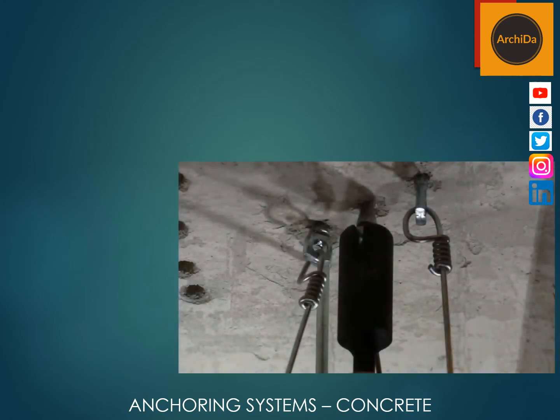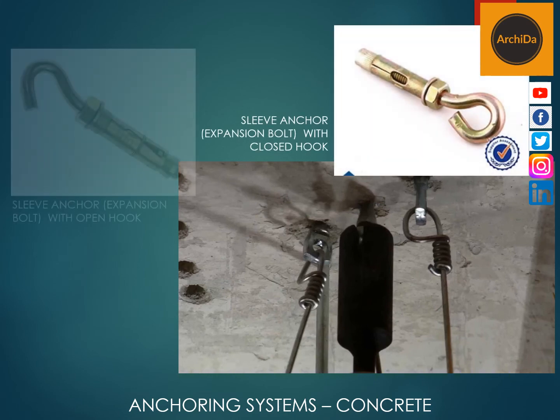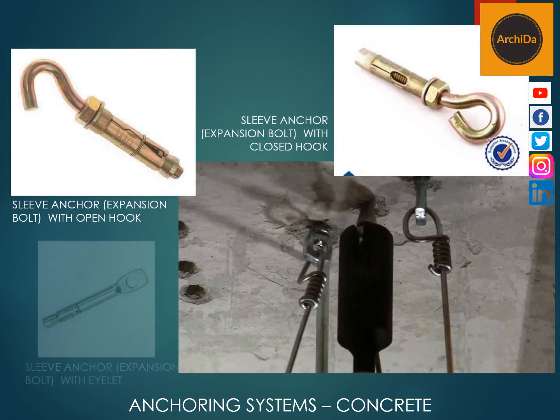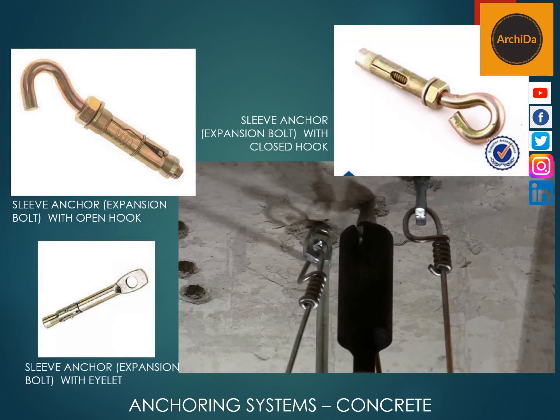Now this picture shows how to install your anchoring on the slab above. You can either use a sleeve anchor or expansion bolt with a closed hook, an expansion bolt with an open hook, and an expansion bolt with an eyelet. How do you do this? You drill a hole on the slab above, you insert that expansion bolt, and you start turning it so that it would expand and hold on to the concrete itself.